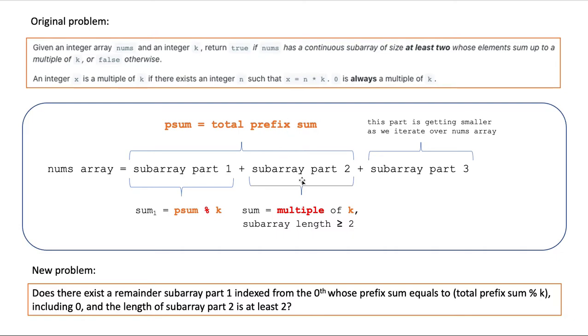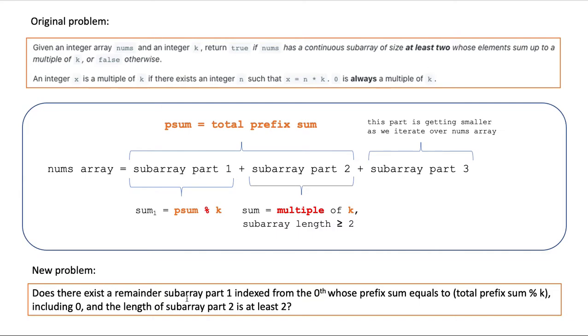Now, we know directly solving subarray part 2, the multiple of k, is computationally expensive. Instead, we want to use a prefix sum, including the subarray part 2, to solve the problem. Specifically, we want to break the total prefix sum into two parts: the prefix sum modulus k, the remainder part, and the multiple of k part. So the original problem can now be translated into this new problem.